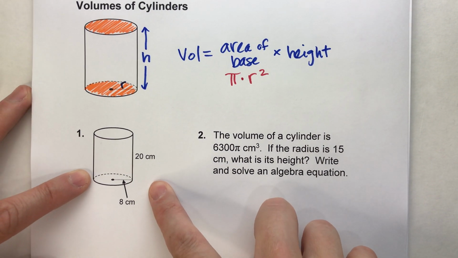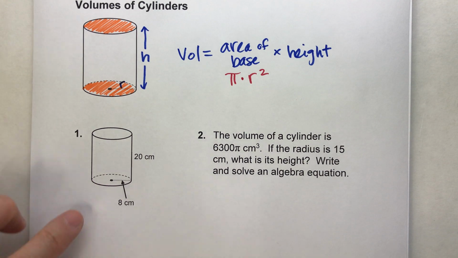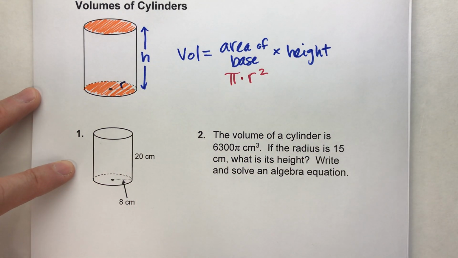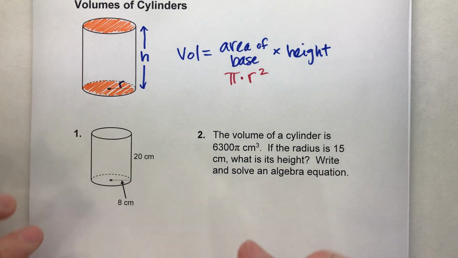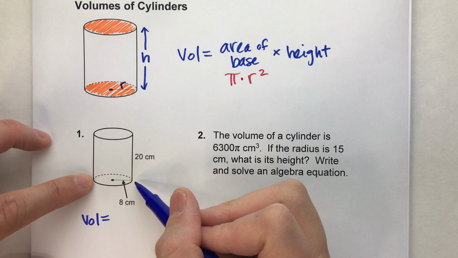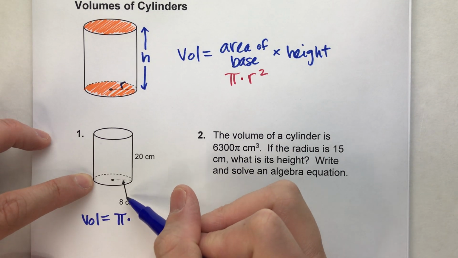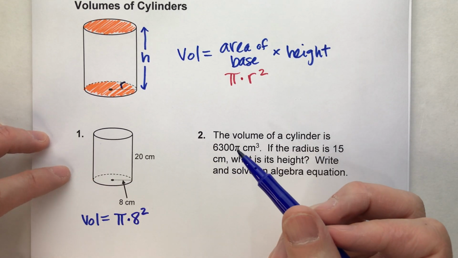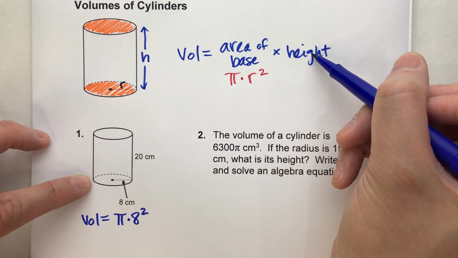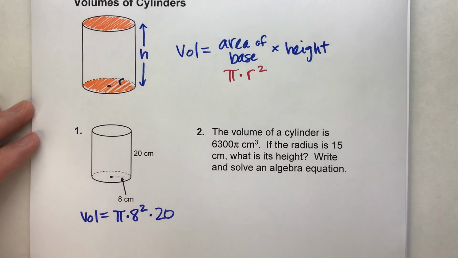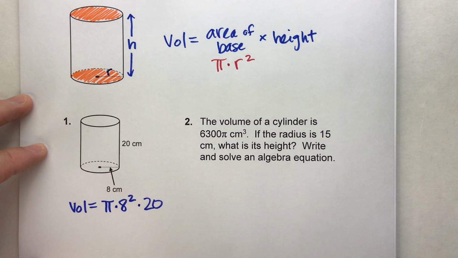All right? So here, we've got a cylinder here, and we know the radius is 8. We know the height is 20. All right? So if I want the volume, I'm going to do the area of the base, so that's pi times the radius squared, so 8 squared. And then I'm going to multiply the area of the base by the height. In this case, the height is 20. Okay? So whatever that equals is going to be our volume.